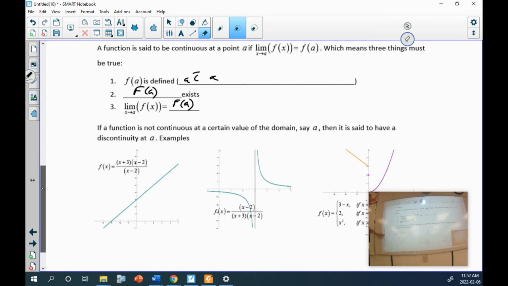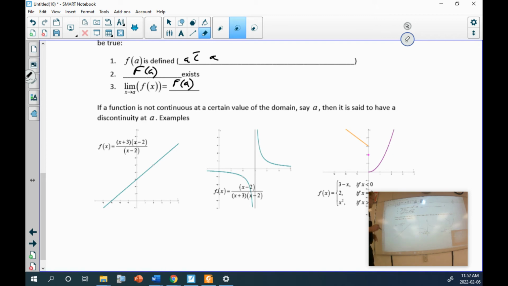So for example, this one here is not continuous because there's a hole in the graph there, and it violates number 2. F of A, so f of 2, does not exist in this case. So this is not a continuous function. F of A is not defined because there's a hole in the graph. This one here is also not continuous. We have a hole in the graph here. F of A does not exist at that point, and f of A does not exist at our vertical asymptote.